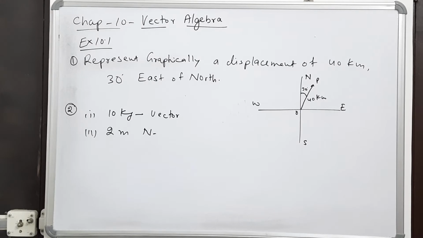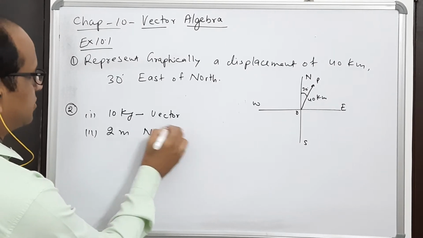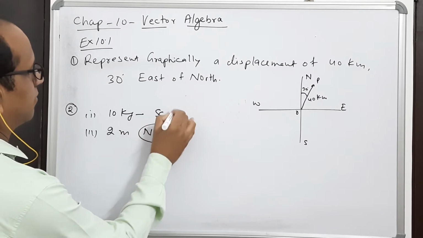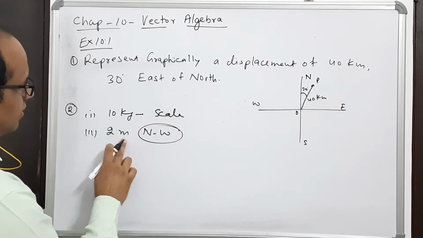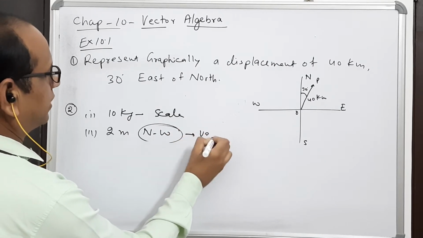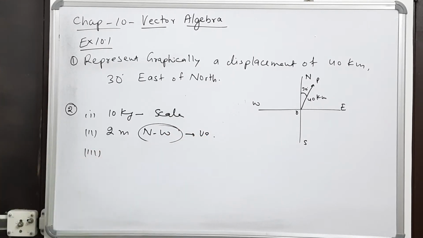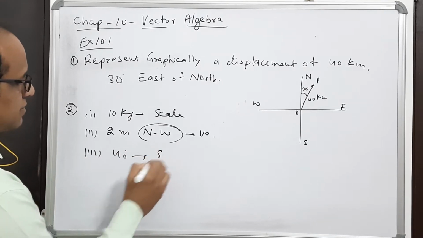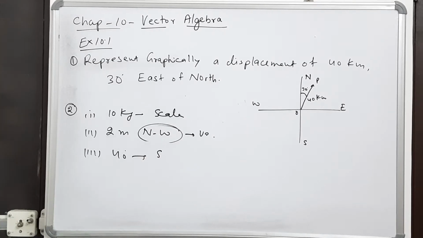The second is 2 meter north west. You see now, it is a direction here. So it is vector quantity. Third one is 40 degree. So 40 degree, again it is scalar quantity because there is no direction.